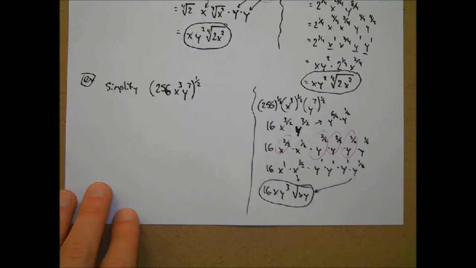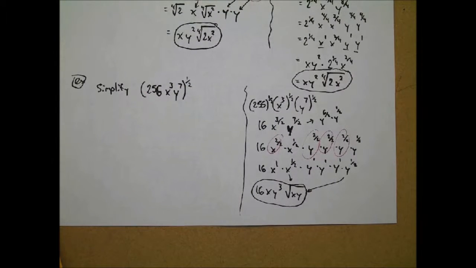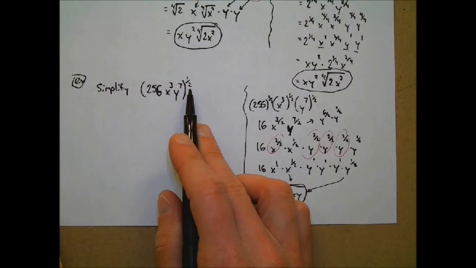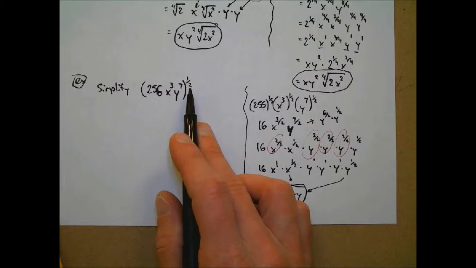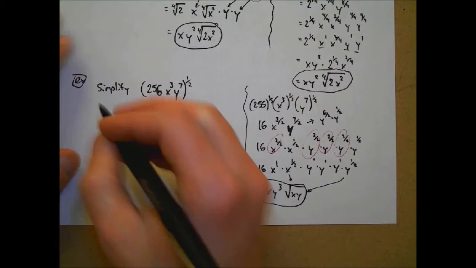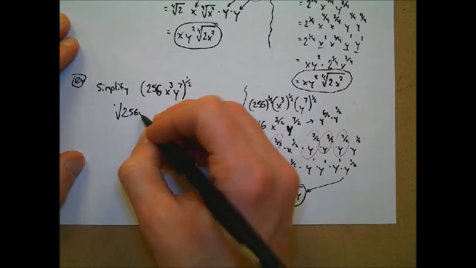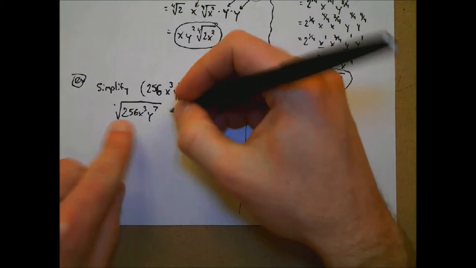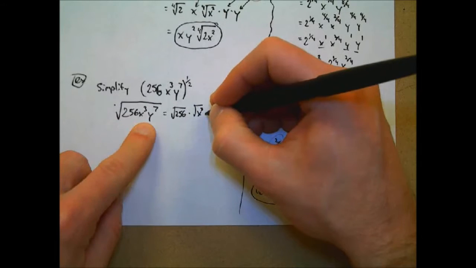So, the other way then would be to change this 1/2 exponent to what root? If you raise something to the 1/2, it's the same thing as what root? 2. The square root, yeah, 2. Okay, so we can also then just rewrite this as the square root of 256 x to the third y to the 7th. Okay, and then we can say, all right, well, this is the square root of 256 times the square root of x to the third times the square root of y to the 7th.